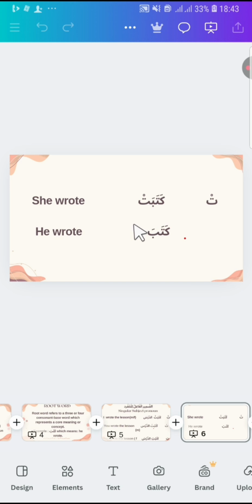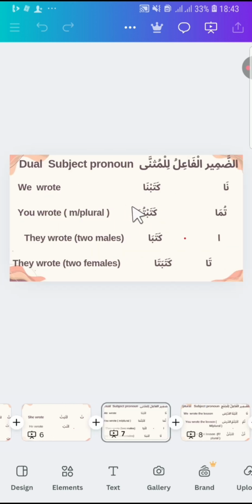Jalasa, he sat, as I explained earlier. Then we move to the dual subject pronouns, الضمير الفاعل للمثنى. Now, na means we. As I said even in the last class, when you say we in Arabic, we use we for two or more.